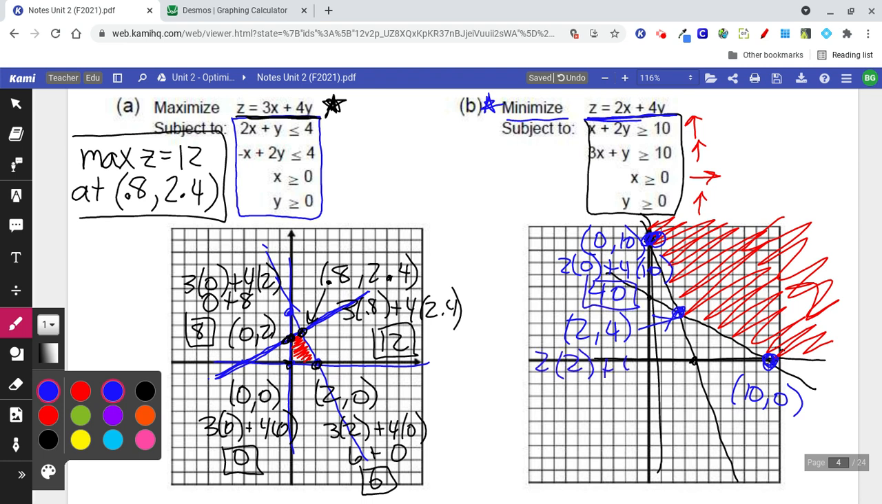2x plus 4y. Sorry, I know that's hard to see. 2 times 2 is 4, and 4 times 4 is 16. That's 20. 2x plus 4y. That's going to be 2 times 10 is 20.